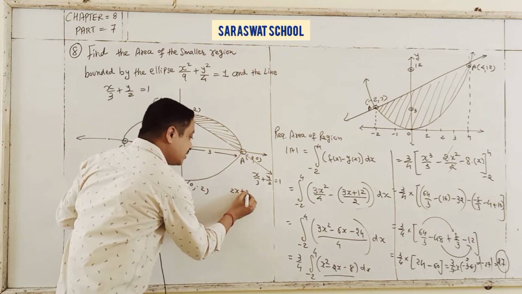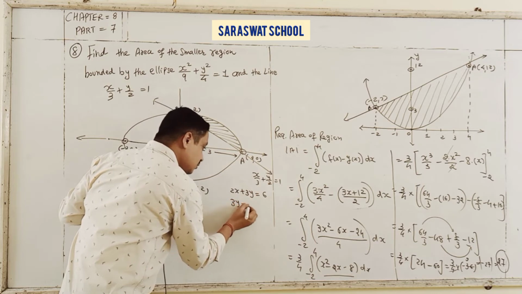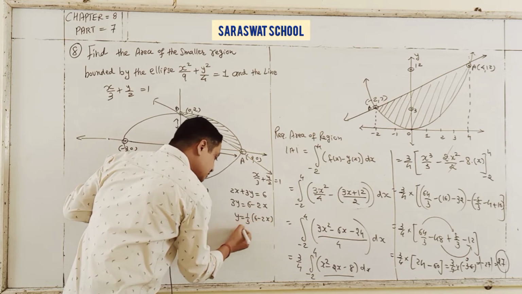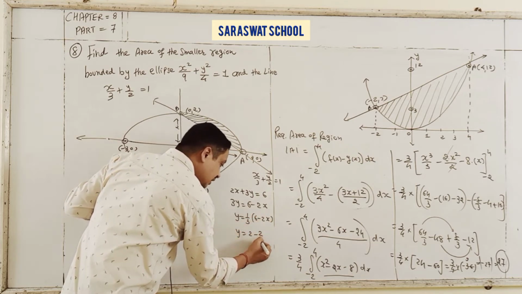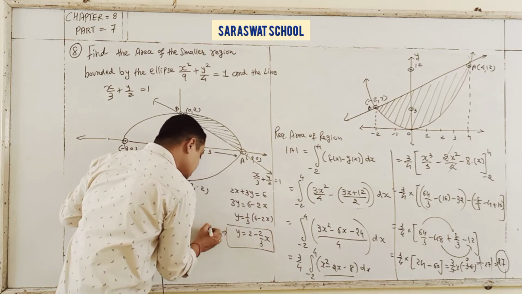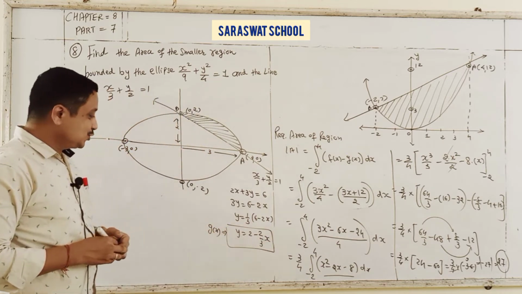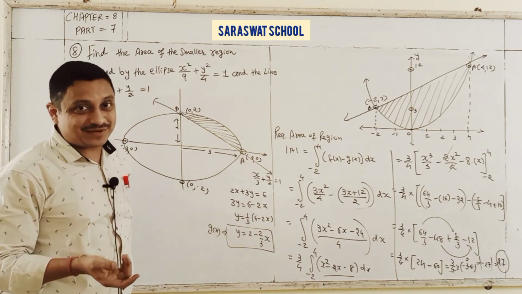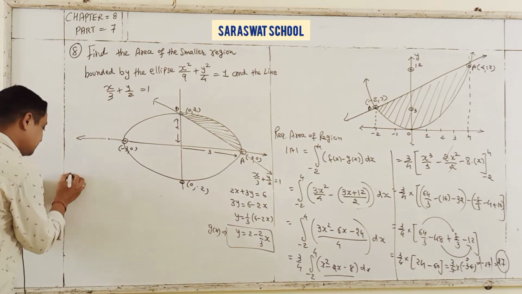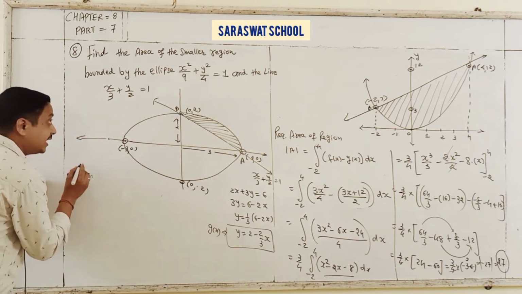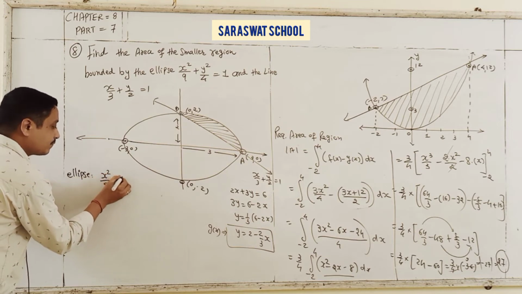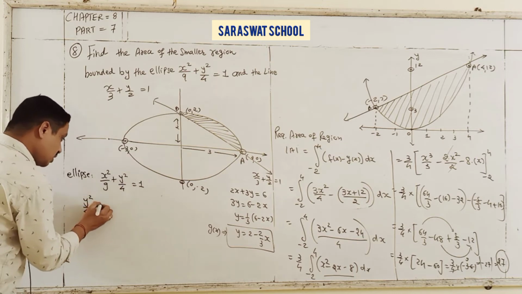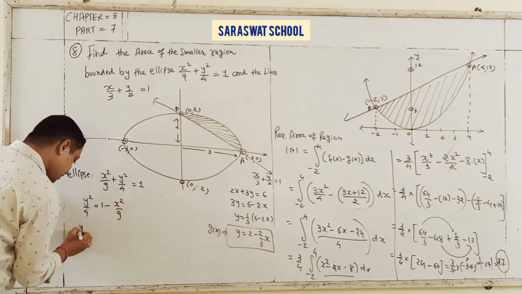So students, here I just separate the y. 2x plus 3y is equal to 6, 3y is equal to 6 minus 2x, y becomes 1 by 3 of 6 minus 2x, so 2 minus 2 by 3 x, this is y, and that you consider gx. Students, here for the elliptical also I convert to y. So given the ellipse, I have x square by 9 plus y square by 4 is equal to 1. Just do the separation of y: 1 minus x square by 9.